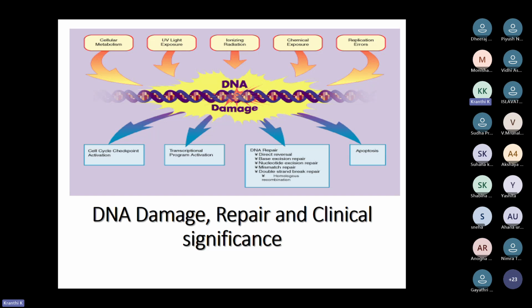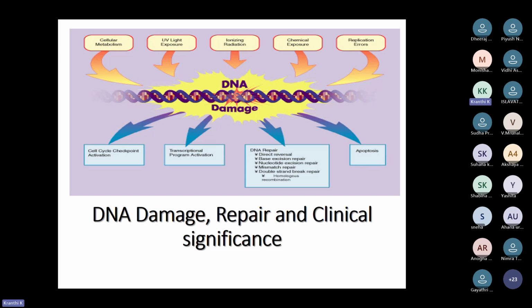Then mismatch repair also. Okay, matching ATGC, right? So A pairs with T. If A is connected with G, or G with T, then that is a mismatch, right? So it will repair the mismatch also. Then double strand break repair means if there is any break in the phosphodiester bonds, either in the single strand or in the double strand, then again it will repair. Okay, so after damage, these repairs may happen.